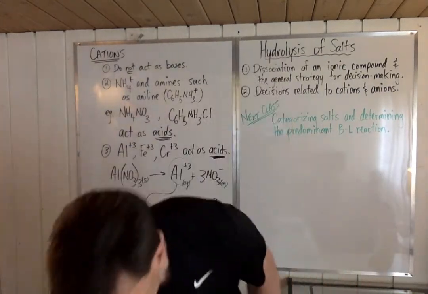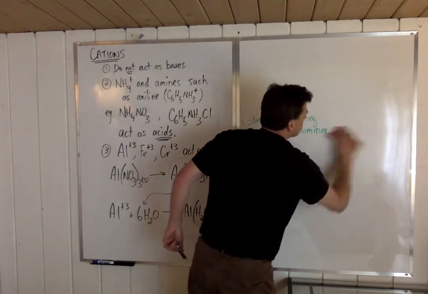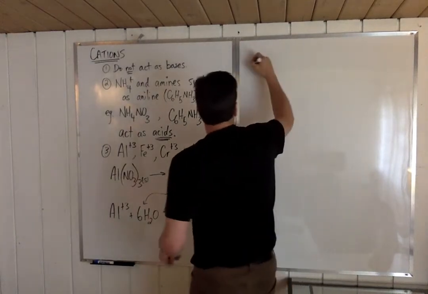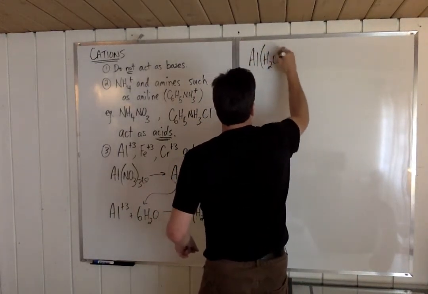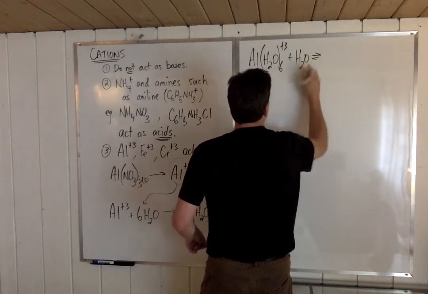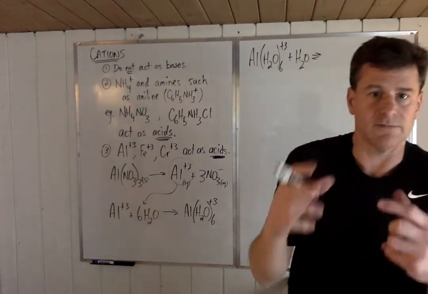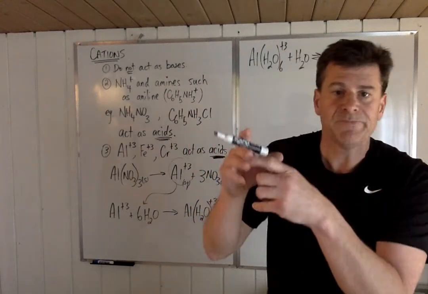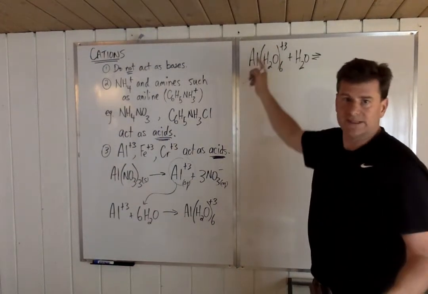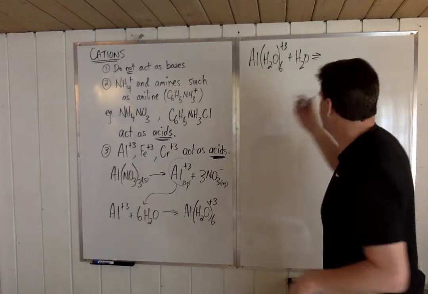So I need more room, so I'm going to erase this. We don't really need this. So now what happens is this hydrated aluminum complex bumps into another water molecule, because the aluminum complex is floating around like styrofoam stuck on you, and then bumps into another water molecule. And if it bumps just right, this clump of awkwardness floating around in the water can give an H to the water molecule, making hydronium.